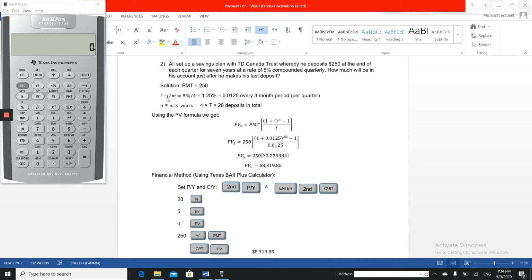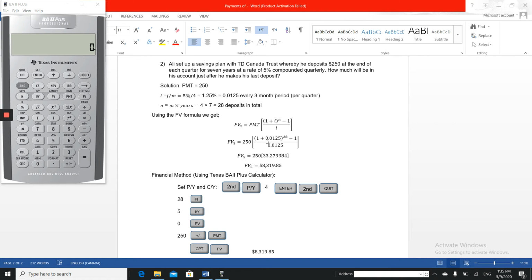I is, based on the formula, J divided by M. J is the given rate in the problem, it's 5%. M is the number of payments in 1 year. Because payments or deposits are at the end of each quarter, the number of payments in 1 year is 4. So I is J divided by M, or 5% divided by 4, is 1.25%, or in decimal form 0.0125. When I'm using the formula to find future value, I need to convert I to decimal form.